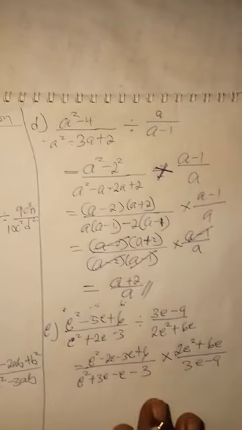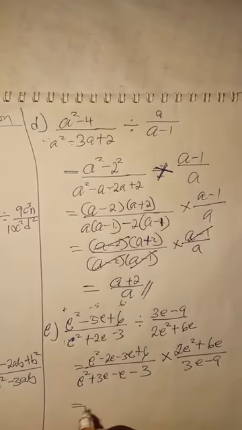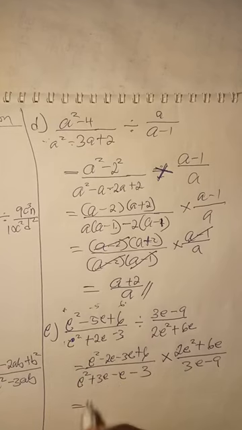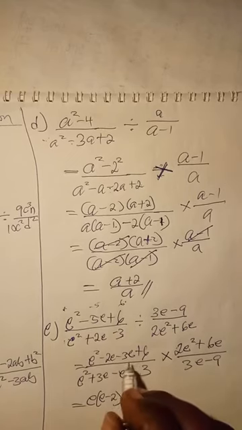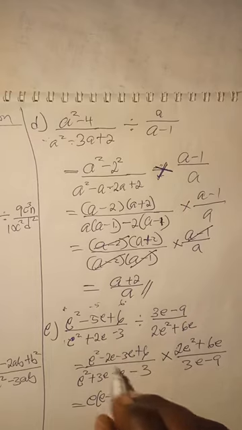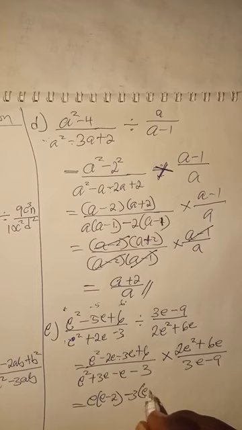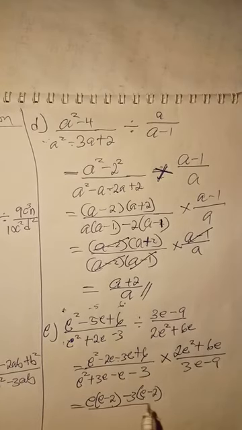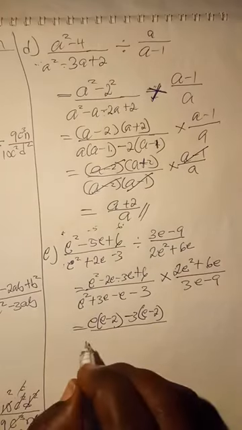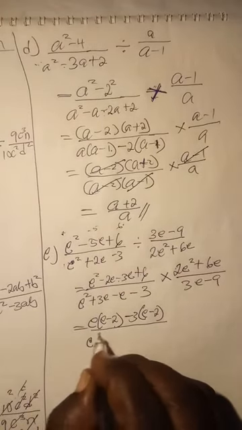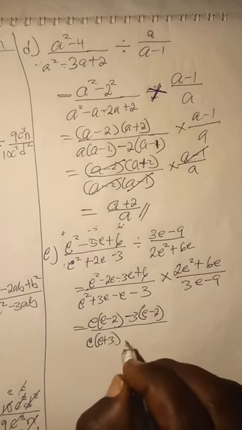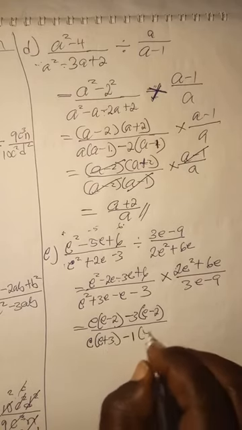The next thing, I will factor out something here. e can factor out e minus 2. Then I can factor out 3 here, which is going to be -3. Factor out -3 because it is negative here. Here is going to change to positive, negative, because it's positive. e minus 2 now, over. So here is going to be e factored out to give me e plus 3. Then -1 now. -1 bracket e plus 3.